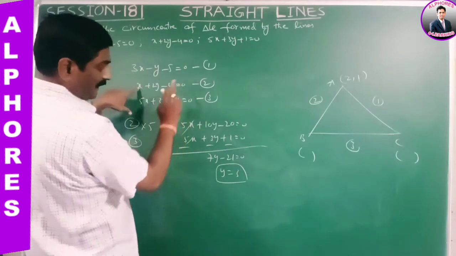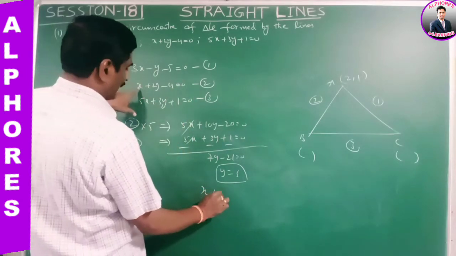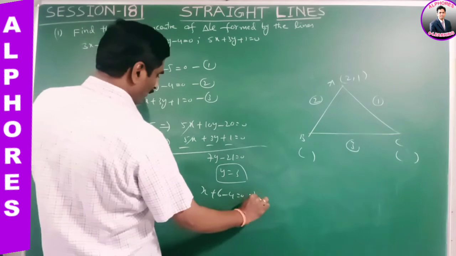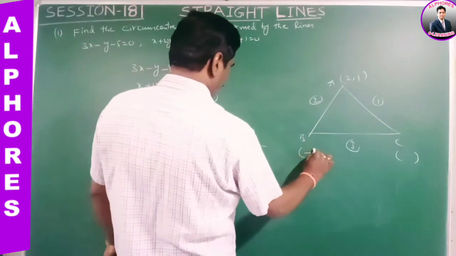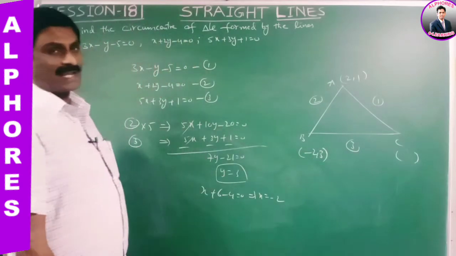Substitute in equation 2: x plus 6 minus 4 equals 0. That means x equals minus 2. Therefore, the point of intersection is (minus 2, 3). The B point is (minus 2, 3).